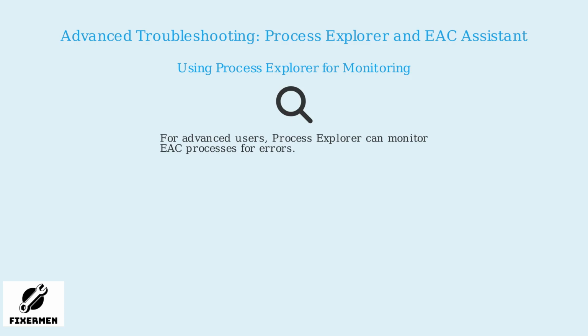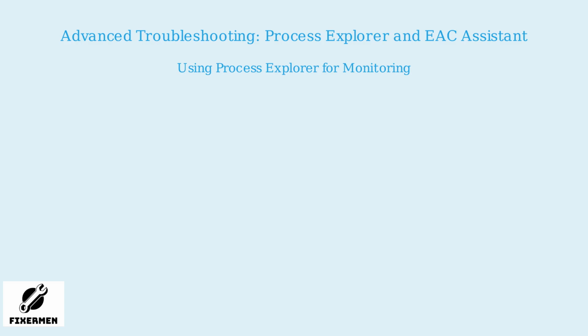For advanced users tackling persistent EAC errors, Process Explorer provides deep insights into system processes. This powerful tool from Microsoft can monitor the Easy Anti-Cheat executable for any issues or conflicts. Look specifically for the EasyAntiCheat.exe process to check its status and identify any errors that might be preventing Marvel Rivals from launching properly.